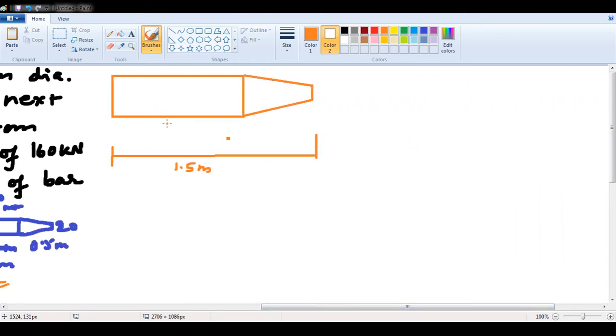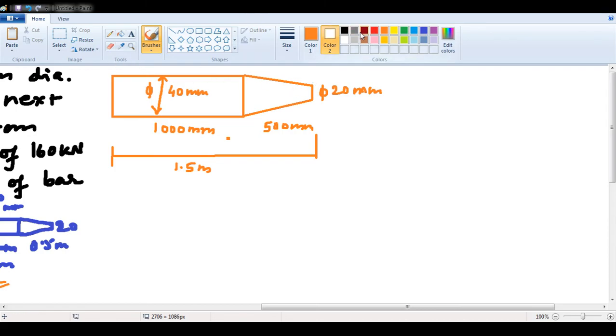So 1 meter, 1.5 meter. So this is up to 1 meter. So I'll write it as 1000 mm. This I can write as 500 mm. This is how much? Dia. Dia is 40 mm, and this dia is 20 mm. Right?